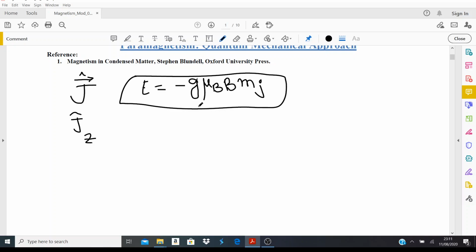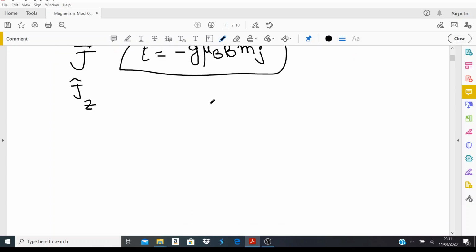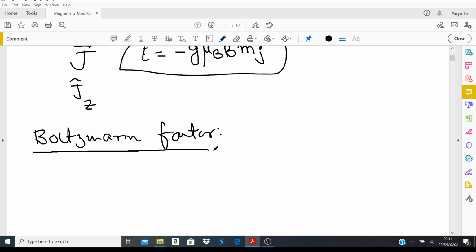So once we have the expression for energy, we usually ask the question: what is the Boltzmann factor in this problem, right? And the reason we introduce this Boltzmann factor, I have mentioned it before, is that this is the way you introduce the concept of temperature in your system.